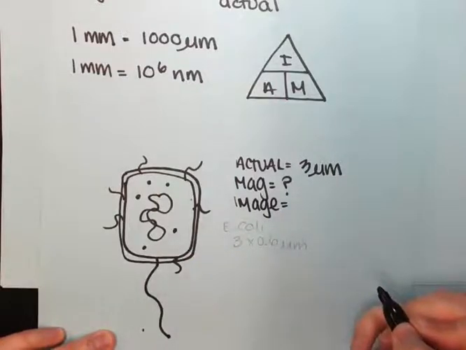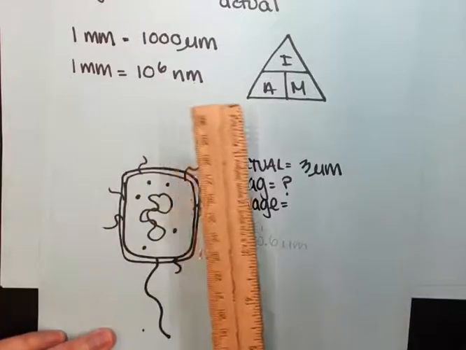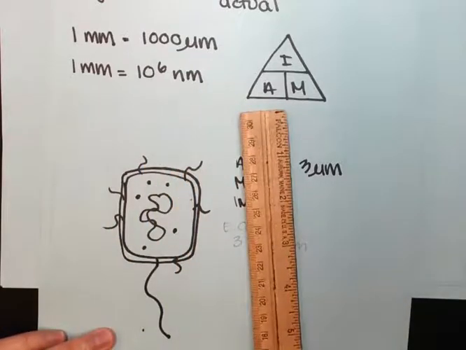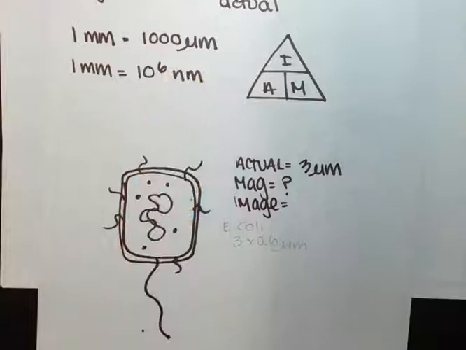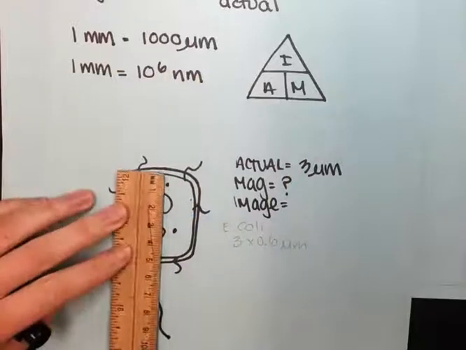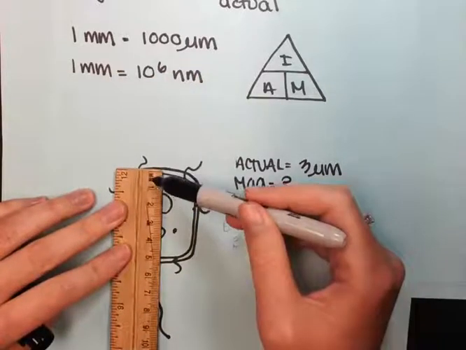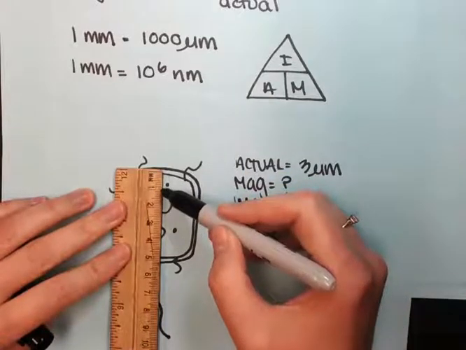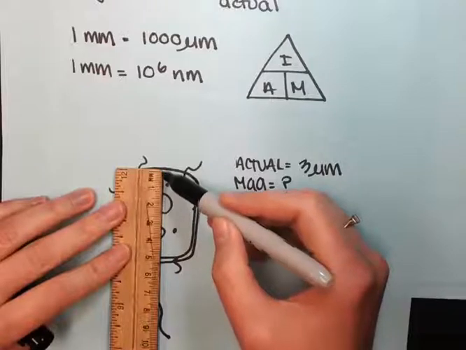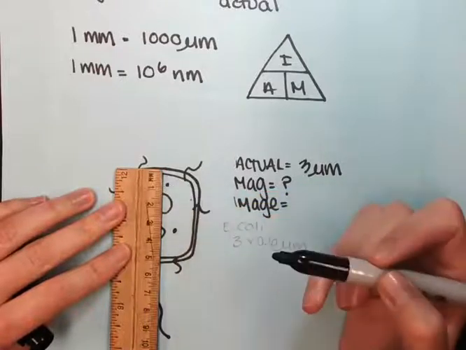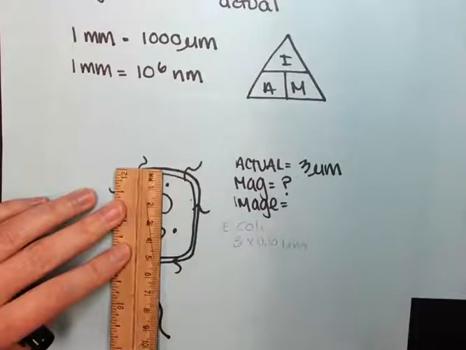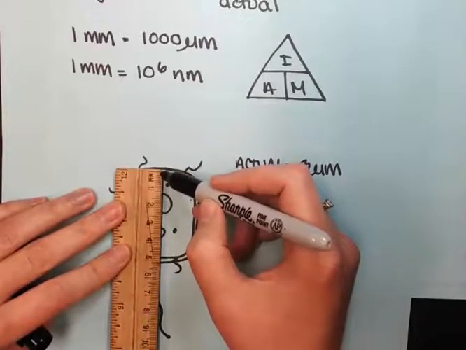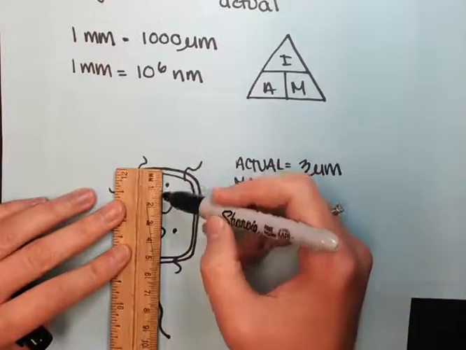Well, in order to figure out the image, I am going to use my handy dandy ruler. I'm going to use the metric side. Now, this ruler, you'll notice, says millimeters. This is not a millimeter. This one is a centimeter. The little lines are the millimeters. I don't know why some rulers do it that way. Some will say centimeter, some will say millimeter. Just know that a millimeter is that little tiny unit. It's not the big one.